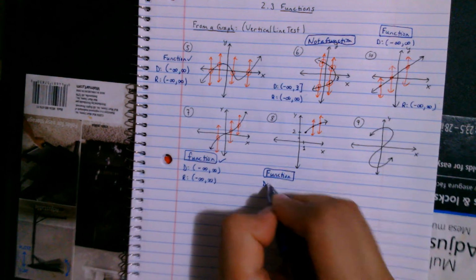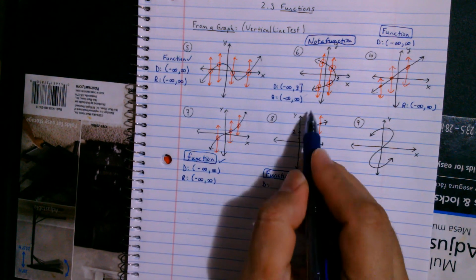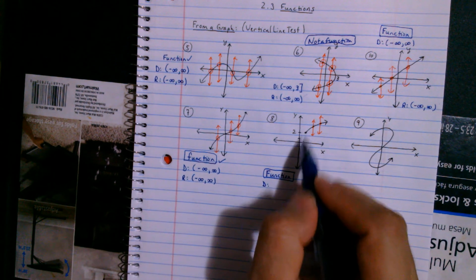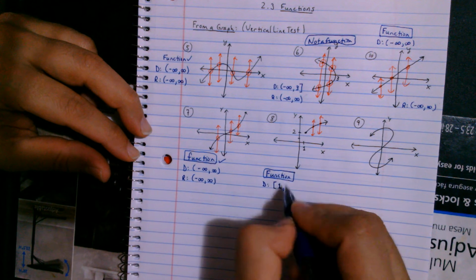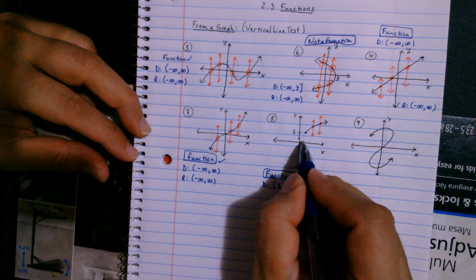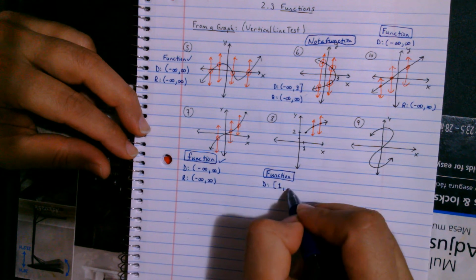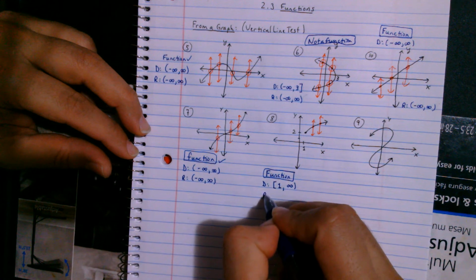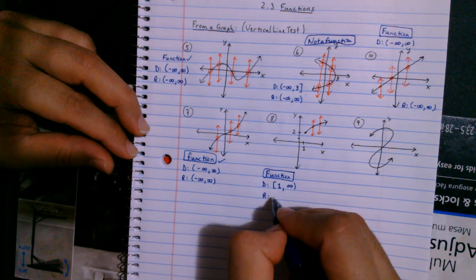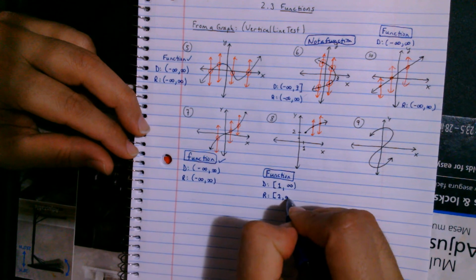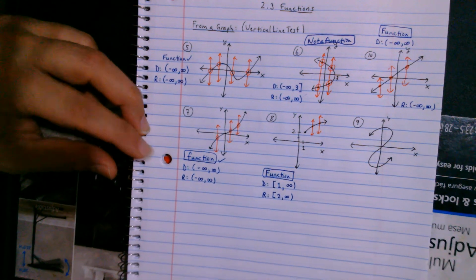The domain, again, the leftmost point, the farthest this thing goes left on the x-axis, is positive 1. So we put a bracket to show that it actually touches positive 1, all the way to infinity on the right. Now the range, the lowest y value that this thing hits is 2, and it increases forever. So we say 2 to infinity. And that is your range.